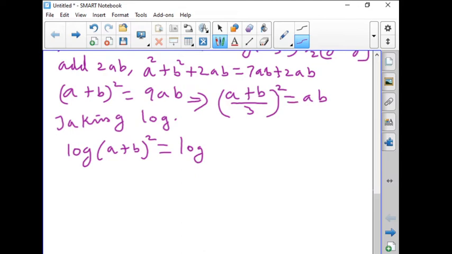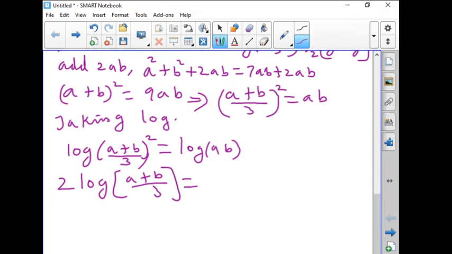Can we write? 9 is 3 square. So we are bringing 9 to the left hand side. So (a plus b) by 3 the whole square. So taking log both the sides we get log of ((a plus b) by 3) the whole square is equal to log ab. Now using power rule, left hand side can be written as 2 log (a plus b) by 3, and using product rule right hand side can be written as log a plus log b.